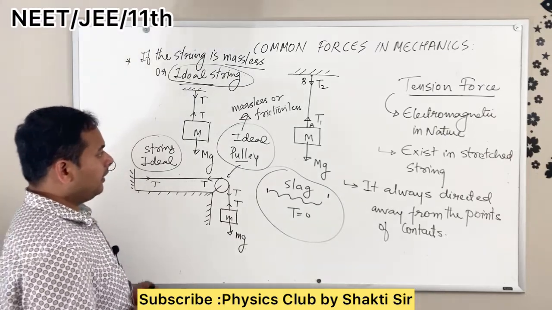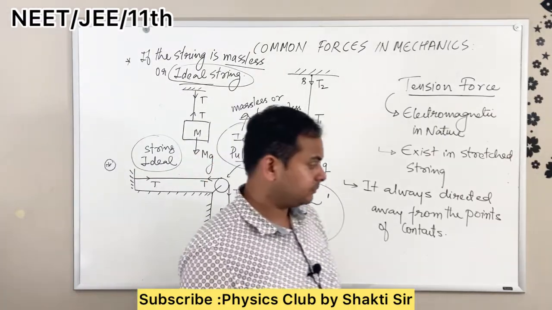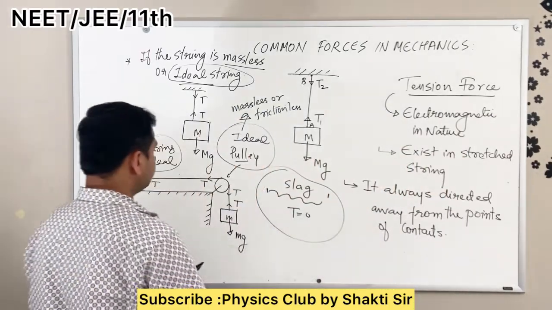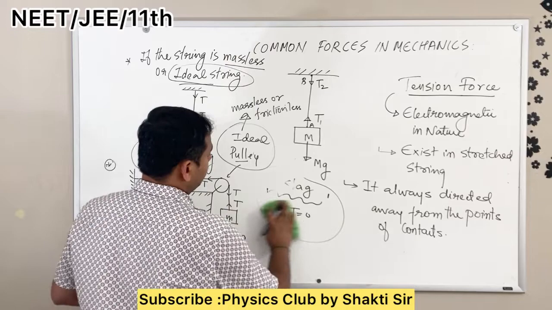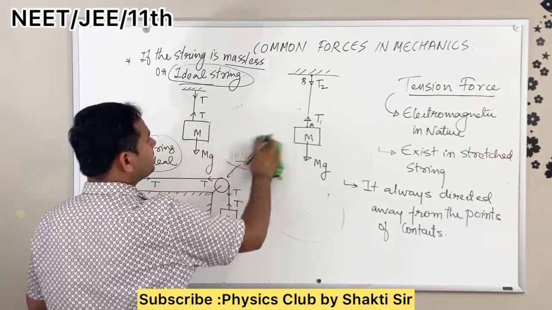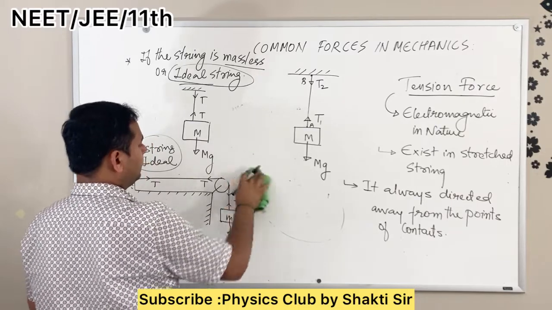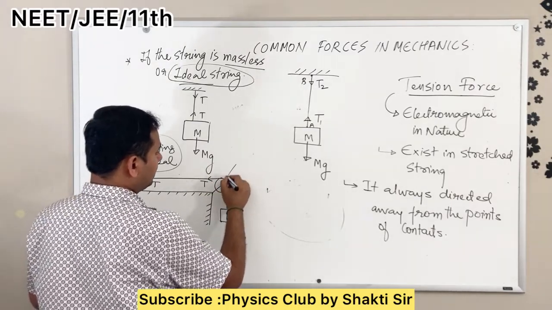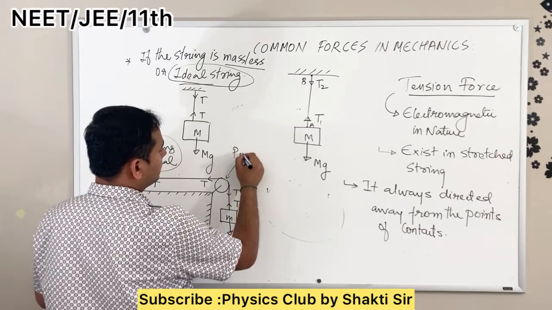Now if the pulley has some mass or it has some friction, then the diagram will change. It means that the pulley is not ideal now. It has friction, or the pulley has some mass.